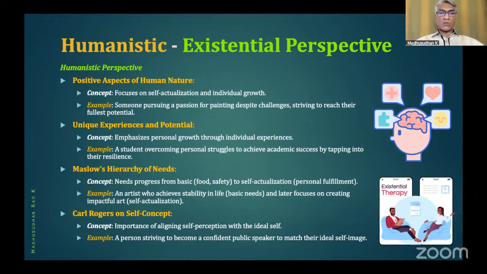So, Maslow's concept says needs progress from basic, that is food and safety, to self-actualization, personal fulfillment. So artists who achieve stability in life, basic needs, and later focus on creating impactful art, self-actualization. Simple. So Carl Rogers: concept, importance of aligning self-perception with ideal self. So you knowing about your abilities, qualities, self-worth, then you will have self-perception, then the ideal self, and you can align yourself with the ideal self. So a person striving to become a confident public speaker to match their ideal self-image.